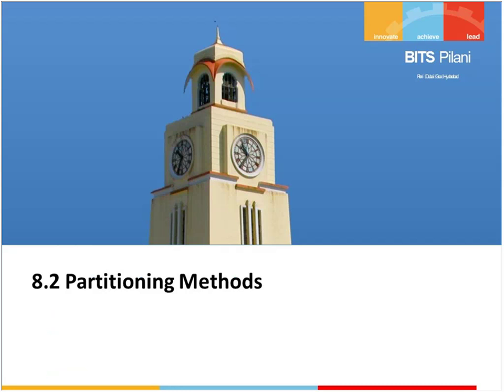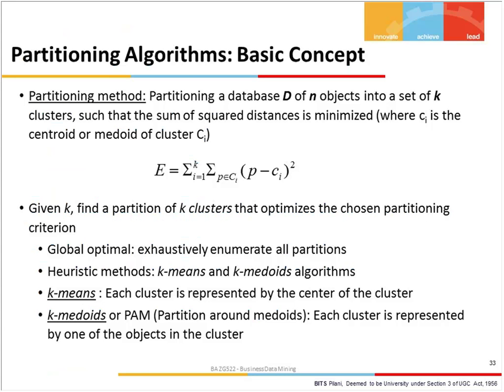Now let's discuss the partitioning methods for doing the clustering. The partitioning methods are based on one very simple concept: let's say there is a set of n objects, and they are divided into k clusters such that the sum of the squared distances from the centroids which represent the clusters is minimized. So if there are k clusters, for each point p which belongs to cluster Ci, the distance of p to the cluster centroid should be minimum.